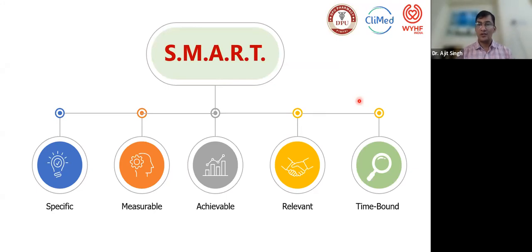So your idea, your research question must be specific, measurable, achievable, relevant, time bound. Along with those measures, your idea must match all of these things. Then only, I'm very sure, these are the hacks of writing a grant.